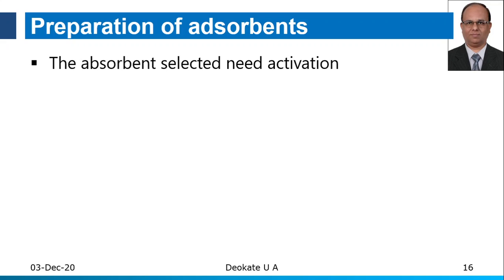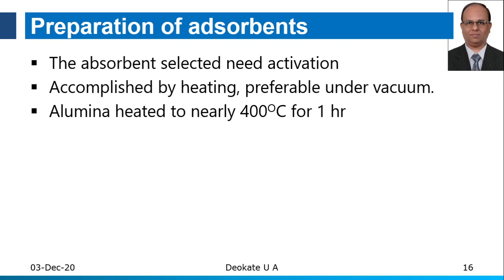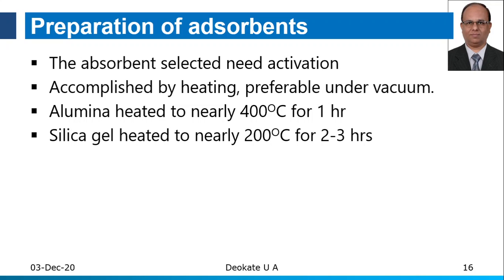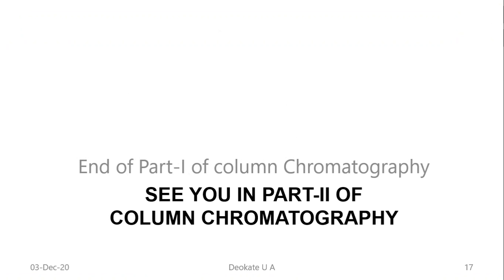Now the preparation of adsorbent. The adsorbent selected needs activation, which can be accomplished by heating, preferably under vacuum. Alumina is heated at nearly 400 degrees centigrade for 1 hour and silica gel is heated to nearly 200 degrees centigrade for 2 to 3 hours. Aluminium silicate, magnesium silicate, or carbon is heated up to 200 degrees centigrade for 2 to 4 hours for the purpose of activation.